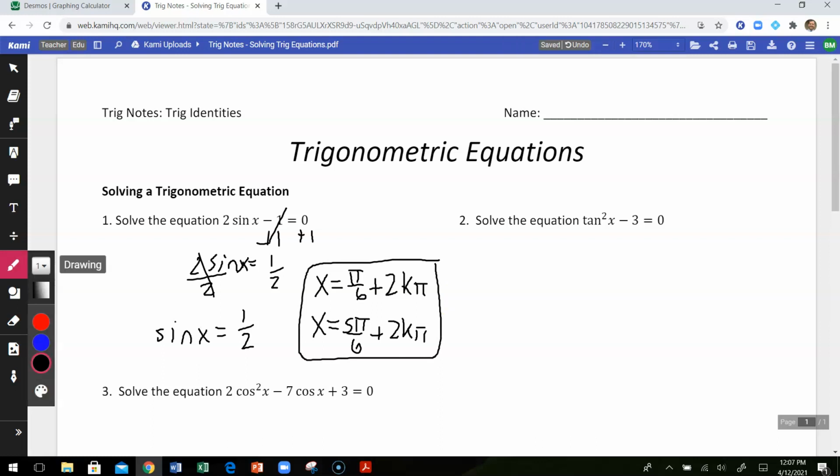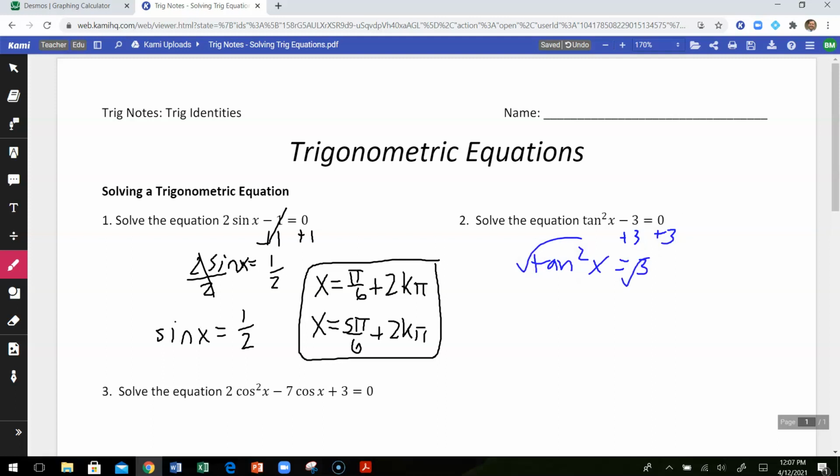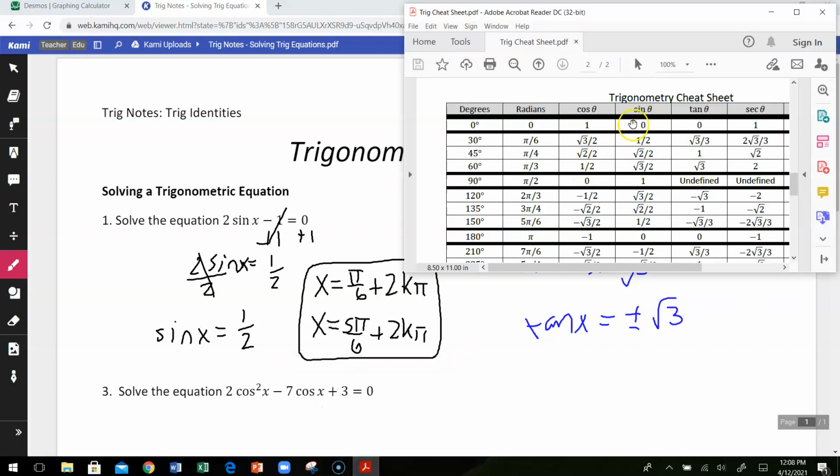All right. Number 2, tangent squared of x equals 3. So I have tangent squared of x equals 3. Then I'm going to take the square root, and that would give me that the tangent of x would be positive or negative the square root of 3. So what I want to do here is go down my trig chart for tangent, and I'm looking for places where tangent is positive or negative the square root of 3.